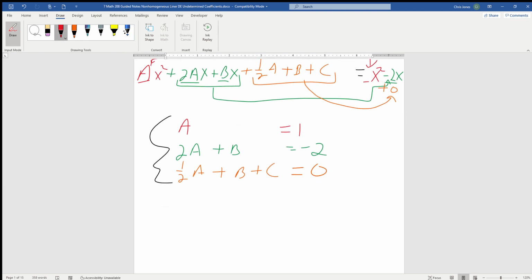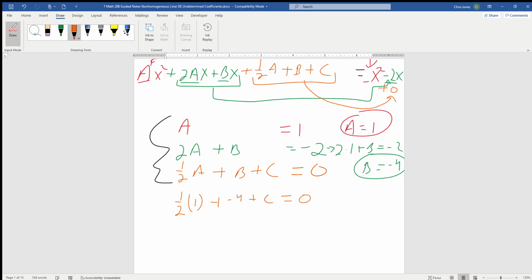All right, now, easy enough. a is equal to 1. 2 times 1 plus b is negative 2. So we just substitute back in: 2 times 1 plus b equals negative 2, and that means that b is negative 4. And then finally we substitute back in down here, so we have half of 1 plus negative 4 plus c is 0, and I believe that's going to give us that c is going to be 7/2. By adding these two together, that gives us a negative 7/2, and then we add it to both sides.